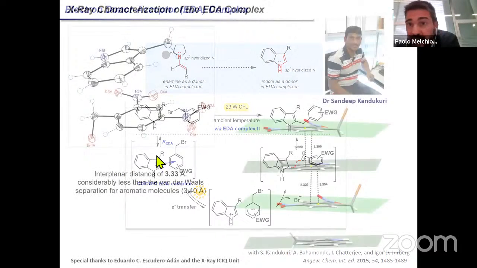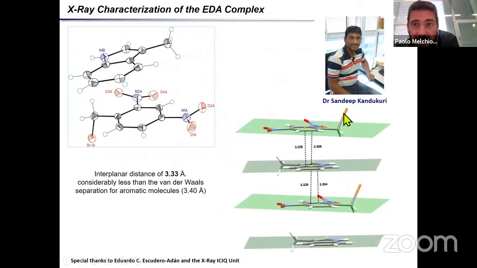We were successful mainly thanks to Sandeep, one of my postdoctoral fellows at the time, that was able to grow crystals suitable for X-ray analysis of this photoactive EDA complex generated upon aggregation between the 3-methylindole that you see here and the 2,4-dinitrobenzyl bromide. So the interplanar distance between the two aromatic moieties is shorter than the van der Waals radii. This indicates that here we have an attractive force that brings together those two moieties. This is really a photoactive EDA complex that we could really see. And I was very pleased with these results because finally we could really see this interaction. This is at the basis, let's say, of the photochemical process.